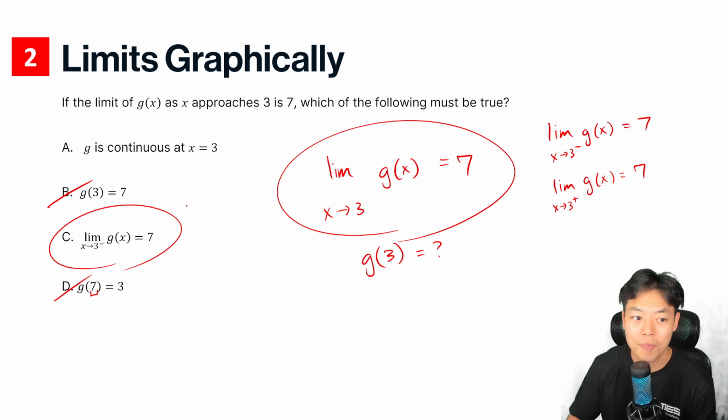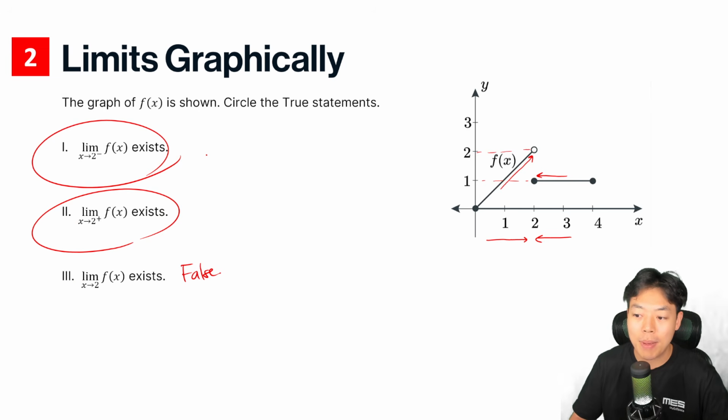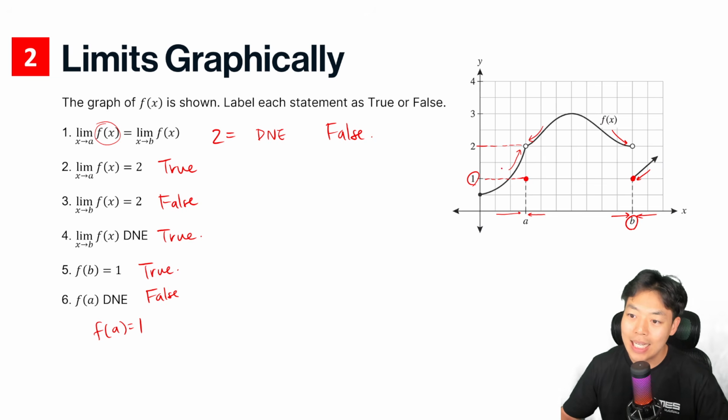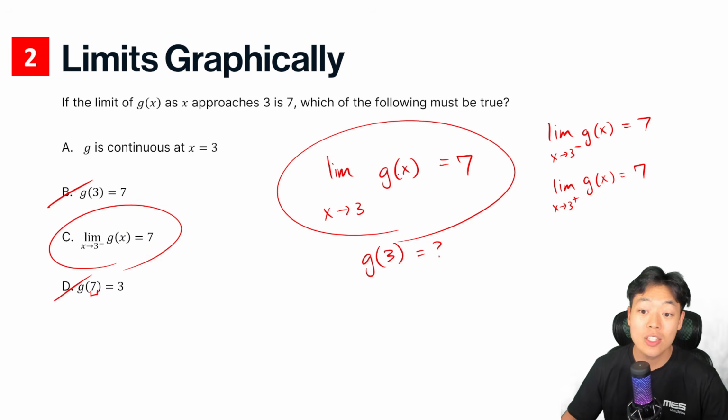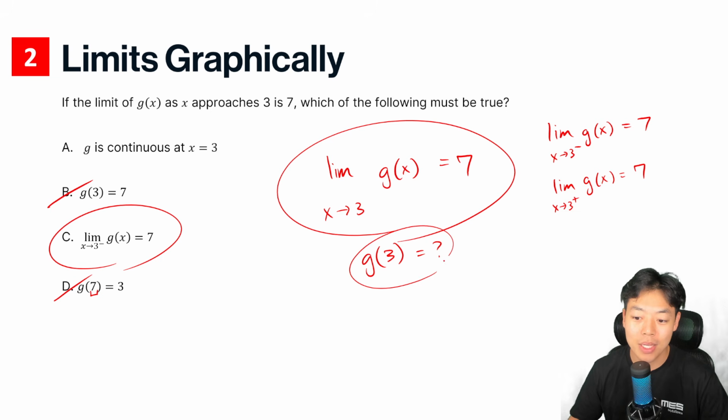Now, why is A wrong? G is continuous. Well, let's take a look back at this one, at A. Is f of x continuous at x equals a? No, because we have a removable discontinuity. There's a hole in the graph. Even though there's a circle here, we have to take our pen off the graph, fill in this closed circle, and then keep going. Same idea. Just because the limit exists doesn't mean the function value exists. Therefore, g is not necessarily continuous at x equals 3.